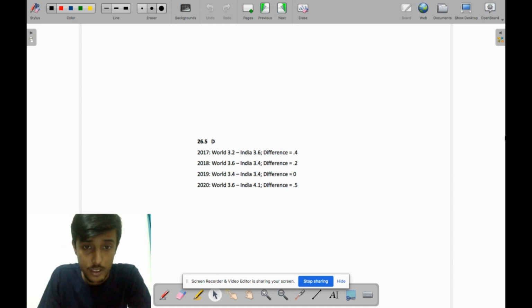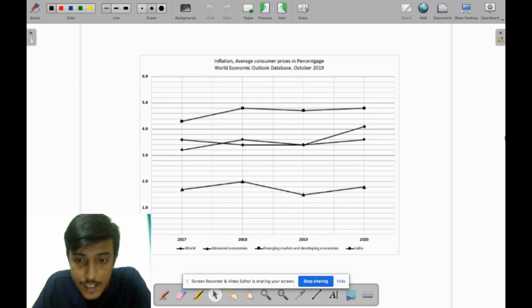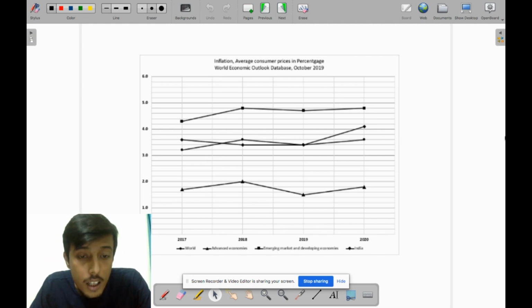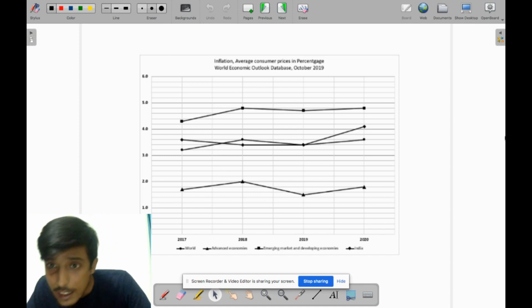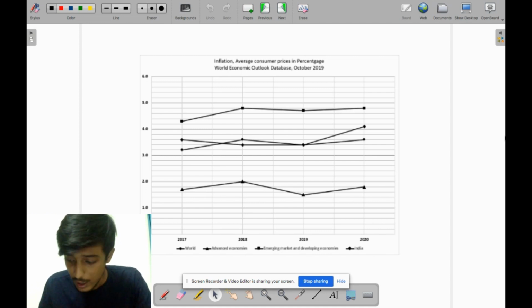I'll give you an option to just look and tell me, because I think it's quite easy. The question is the greatest difference in India and the world. So India is the diamond shaped dots, the second line from the start, and the world line is the circular dot. As you can see, there's a difference of 0.4, then this, and it's asking for the greatest difference. So the greatest difference won't be 2018. As you can see, the difference is quite low. In 2019, they just meet each other.